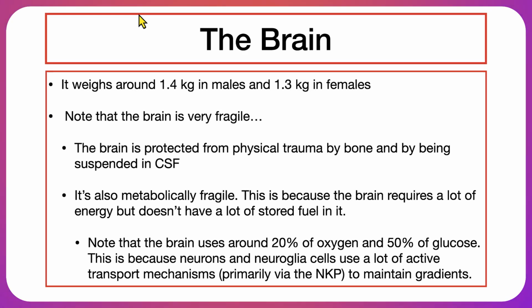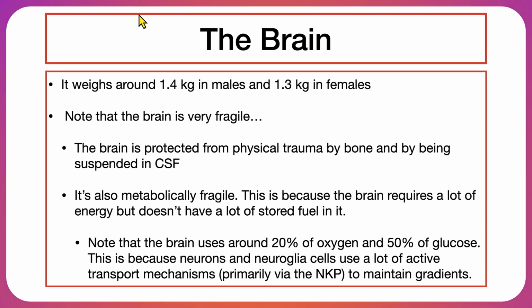So the last thing I want to talk about is the brain. The brain weighs around 1.4 kilograms in males and 1.3 kilograms in females. Now note that the brain itself is very fragile. First of all, it's physically fragile. And the way that the brain compensates for this is by being protected by bone and by being suspended in the cerebrospinal fluid. However, the brain is also metabolically fragile, and this is because the brain requires a lot of energy but doesn't have a lot of fuel stored in it.